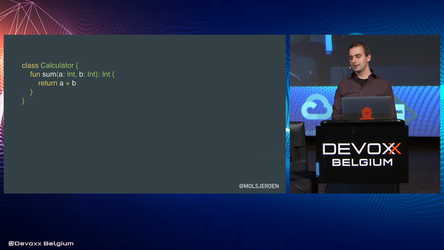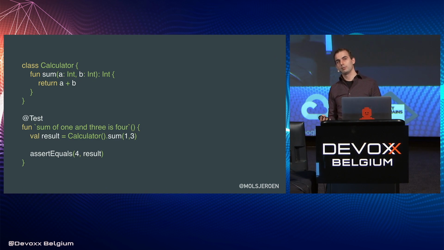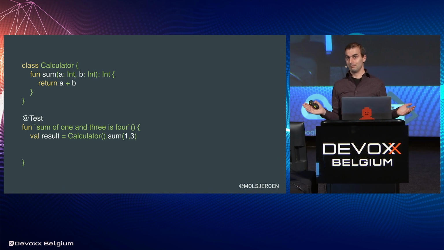This is a simple calculator. We write a test for it. So 1 plus 3 should equal 4. This has 100% code coverage on every level, by the way. Class, method, line, doesn't matter. Now, what if we change the test and we remove the assert? What is that going to do to your code coverage? It's going to stay the same.